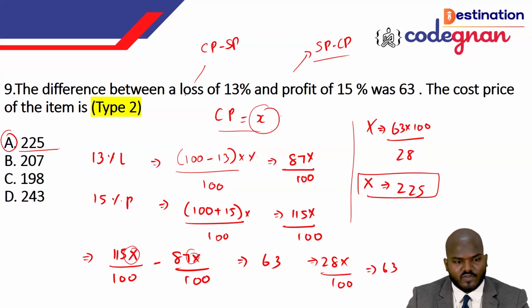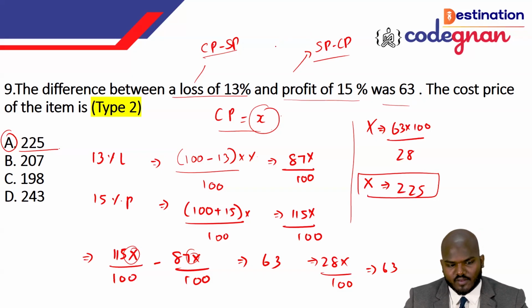The difference between the loss of 13% and the profit of 15% is equal to 63 here. So then the cost price of the item is what? In both places the formula is like that: cost price minus SP, and here the SP is greater than the cost price. They are saying 13% loss, and here 15% profit there.